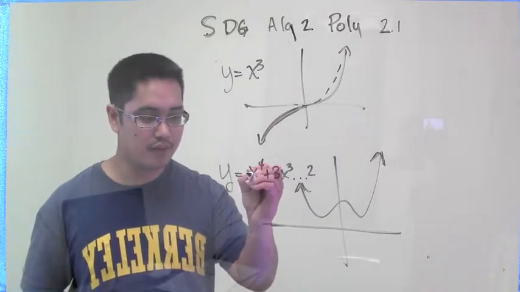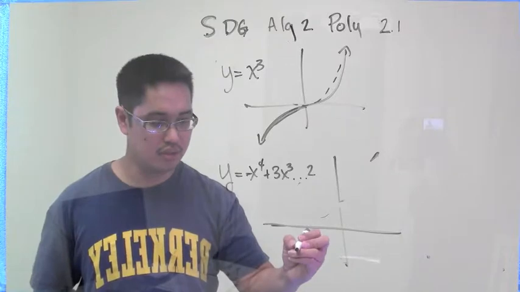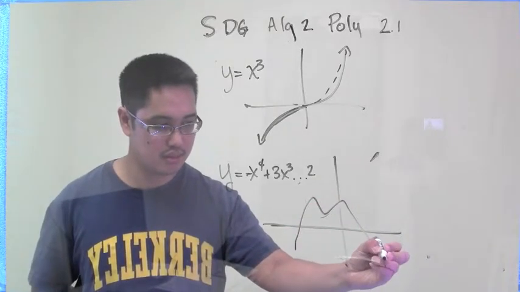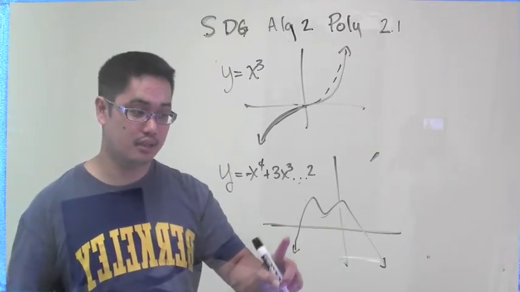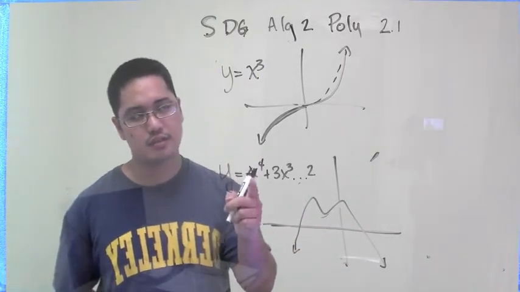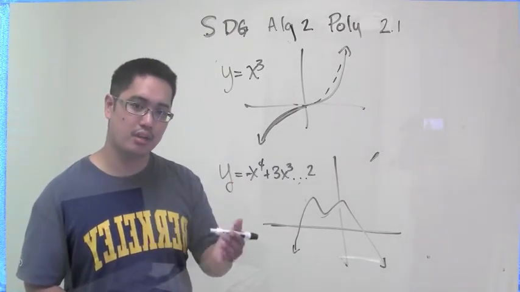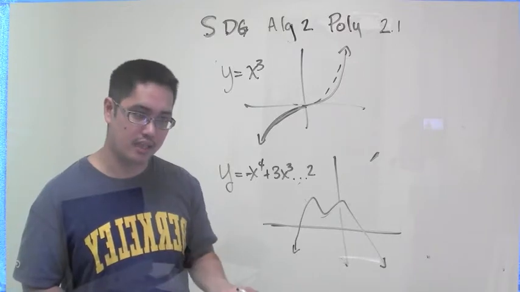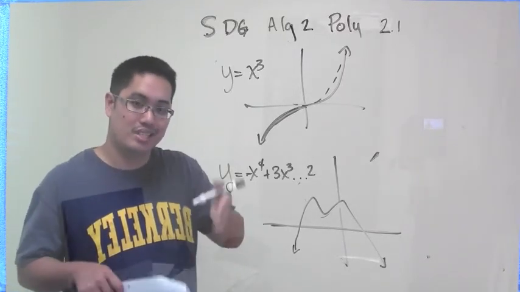If I put a negative out in front, this is how that graph would change. It could look something like this. But notice that on the left side, it's going down. On the right side, it's going down. Something about that degree, whether it's even or odd, kind of tells you how this polynomial will start and end, and whether or not they will be in the opposite directions or in the same direction.